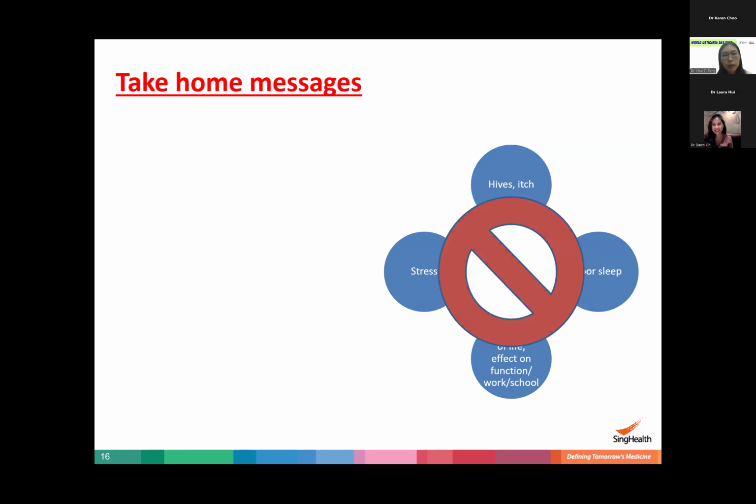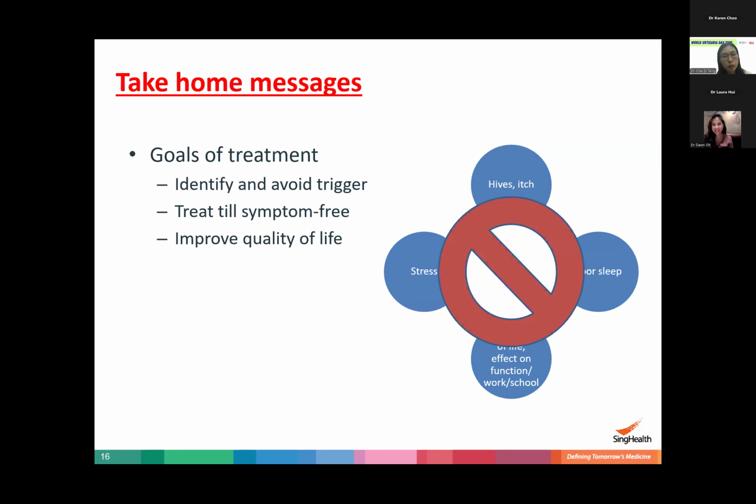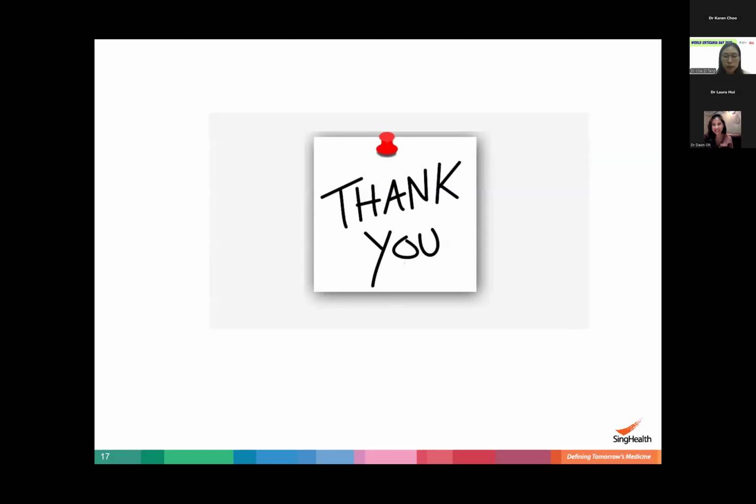And our aim here is to really help you stop this process. And when we want to treat, what are our goals? Again, I would like to emphasize identifying the trigger, because everyone's trigger is different. We'll need you to let us know what the trigger might be, and we'll advise you accordingly. When we treat, we really want to treat until you're symptom-free so that you can lead a normal life, and we really want to improve your quality of life. Yeah, so that would be my last slide. Thank you.